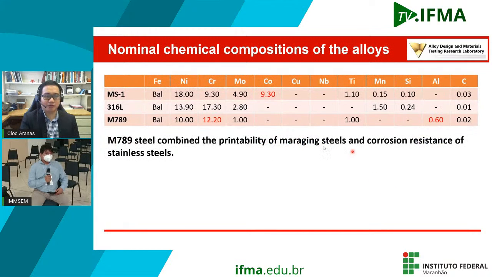If we look at the most common materials in 3D printing, we can look at MS1 and 316L stainless steel.